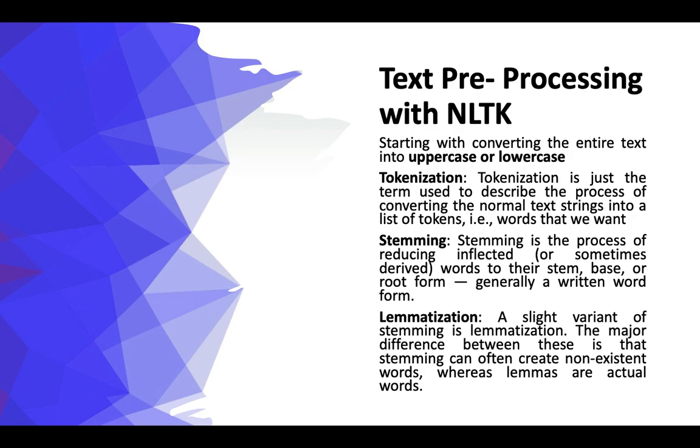The next is stemming. Stemming is the process of reducing inflected words to their stem, or we can say to the root form. For example, if we have to stem the words stems, stemming, stemmed and stemmatization, the result would be a single word, that is stem. Whereas lemmatization is a slight variant of stemming. The major difference between these is that stemming can create non-existent words, whereas lemmas are actual words. An example of lemmatization is that run is the base form for words like running or ran.